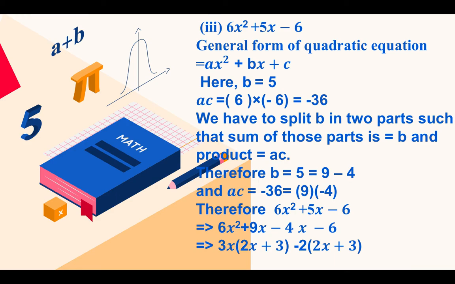And in the last two terms I have minus 2 common. So I'll take the minus 2 common and I am left with 2x plus 3 because I've taken the minus sign common. Now you can see 2x plus 3 is in both the terms. So I will take this 2x plus 3 common and I am left with 3x minus 2. So the factors of the given quadratic polynomial are 2x plus 3 and 3x minus 2.